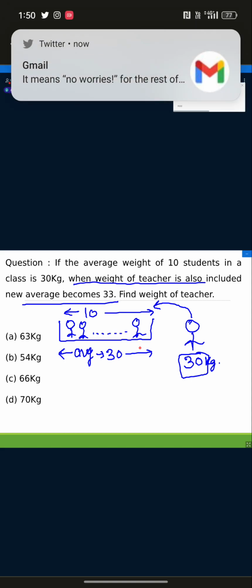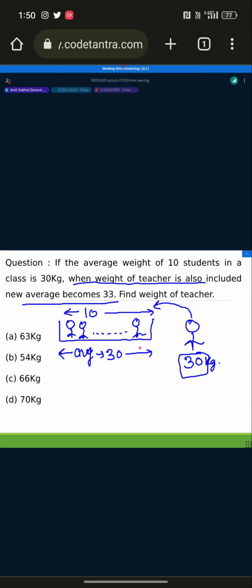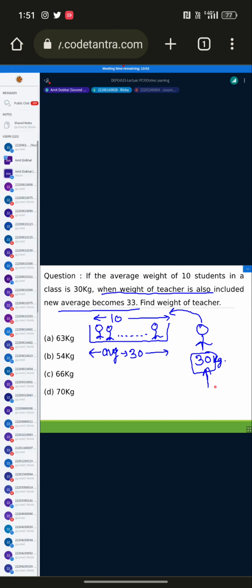Because we just learned that if the average value of a certain group is included into the group and excluded from the group, there is no effect in the average, right? Did everyone understand this? Yes, sir. Okay. So first of all, we will assume that the weight of the teacher is also 30 kg. But due to that, there is no effect in the average.